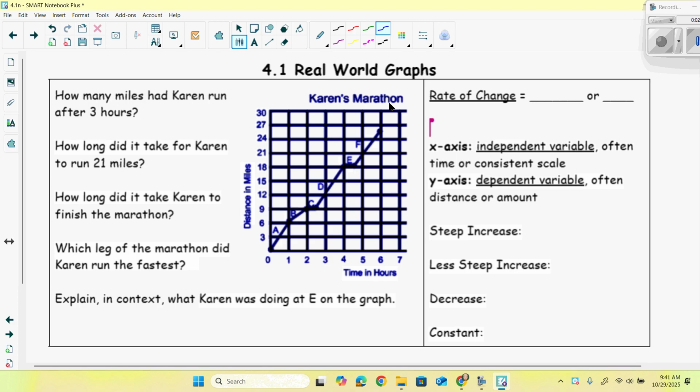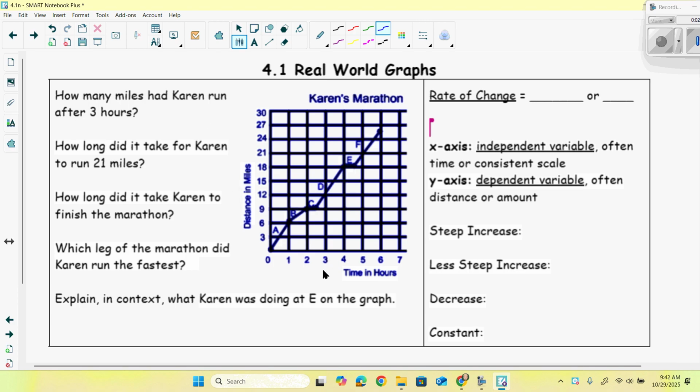Mentally, you should be imagining someone going on a pretty long run and they're covering a distance, and how far they are in the marathon depends on the time. So the time in hours is going to be independent. How far she is in the marathon is dependent. So how many miles? Right now we're going to get good at reading a graph, and then we'll talk about the math involved. How many miles had Karen run at 3 hours?